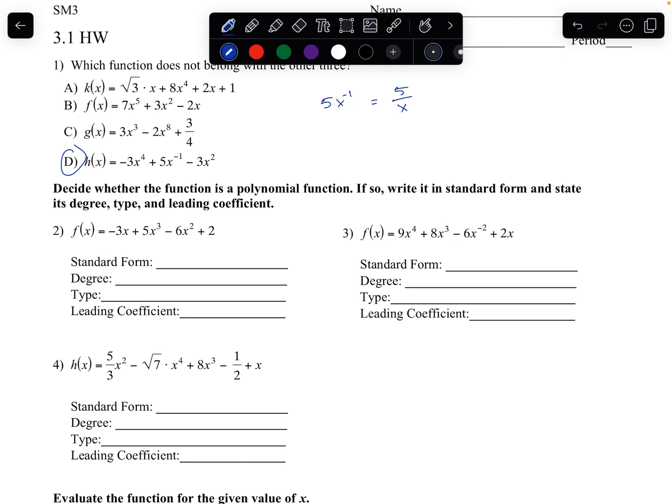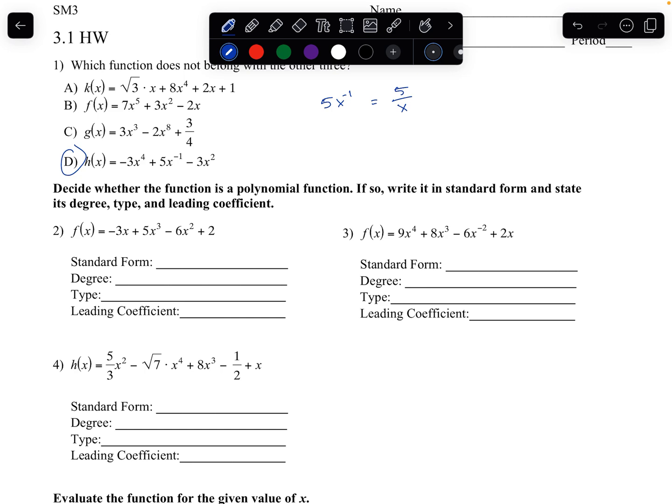So for 2, decide whether the polynomial is a function. If so, write it in standard form and state its degree, type, and leading coefficient. So for 2, is this a polynomial? Yes, because if there is an x, it has a power, and that power is whole and it's positive. So 2, yeah, that's a polynomial.